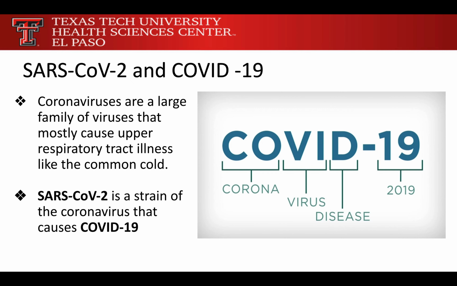First, what is coronavirus? Coronaviruses are a large family of viruses that mostly cause upper respiratory tract illnesses like the common cold. SARS-CoV-2 is a strain of coronavirus that causes the disease COVID-19. The name COVID-19 comes from coronavirus disease, and 19 because this strain was first identified in December 2019.